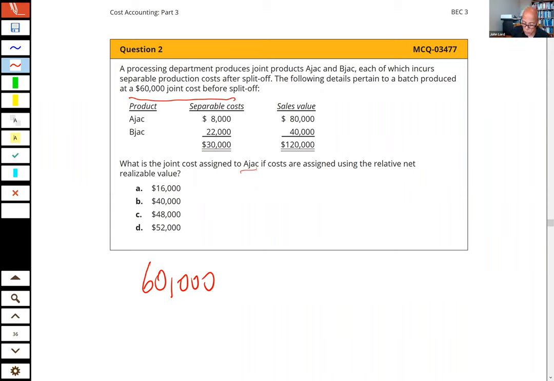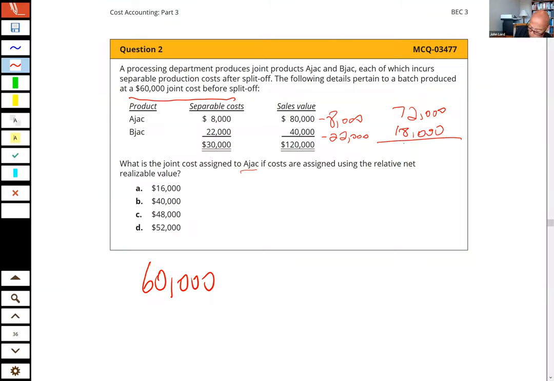Now, I always get annoyed with the way the CPA exam sets things up. Wouldn't it be nice if they just put the numbers on the right side so we could do a quick calculation, what we're used to, looking left to right? Instead, they put the separable costs that we have to subtract off of each one of these on the wrong side, so to speak. So you could just sit there and say, well, 80,000 minus the 8,000 is 72,000. Right, because we have to subtract those costs that happen after split off, or the separable cost after split off. And then we have the 40,000 minus 22 is the 18,000.